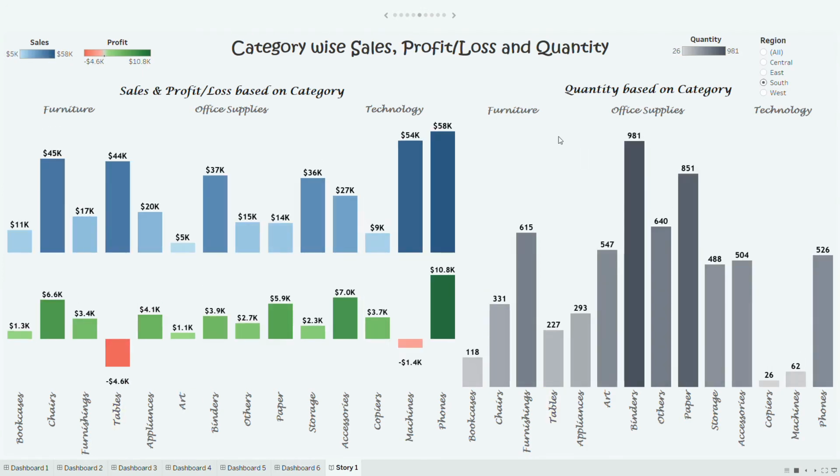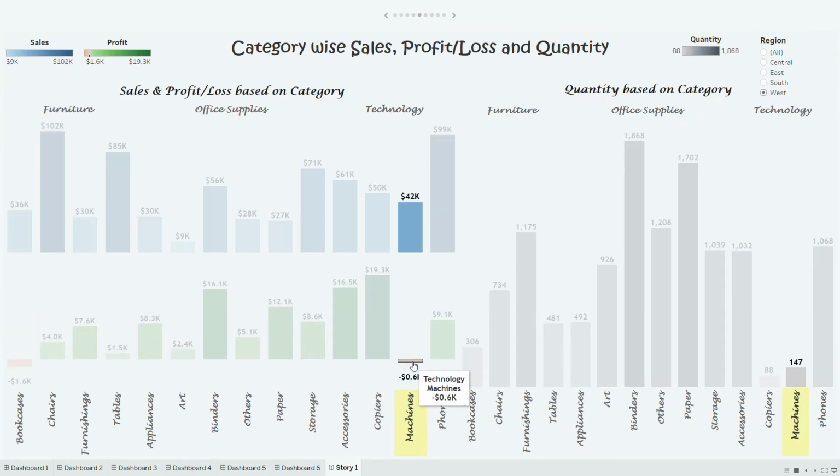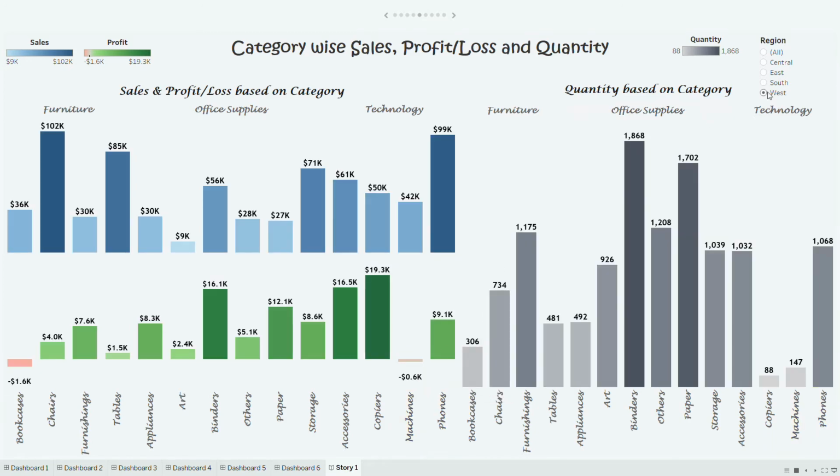In the south we can see machines and tables. In the west you can see machines and bookcases. So here we can reduce their quantities.